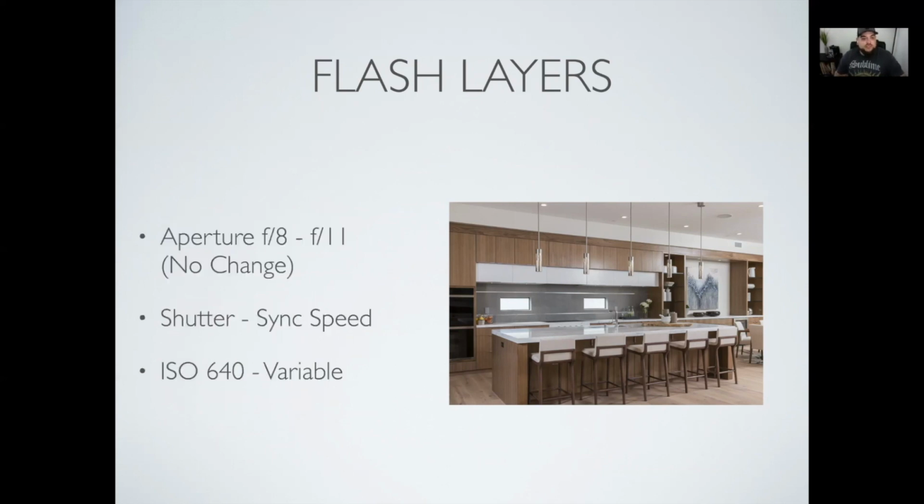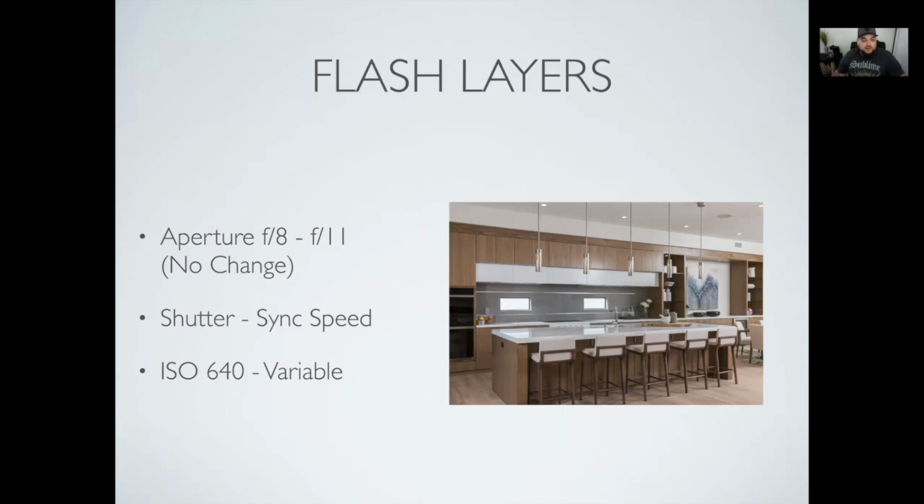To capture my flash layers, my aperture does not change from the ambient layers. So I stay at f11. If you're at f8, stay at f8. Next is the shutter speed. I pretty much set it to my sync speed, which I think is 1/60th of a second on my camera. That's because I'm trying to bring the windows or the interior lighting down, and the shutter speed will control that. Basically I'm trying to control my exposure.